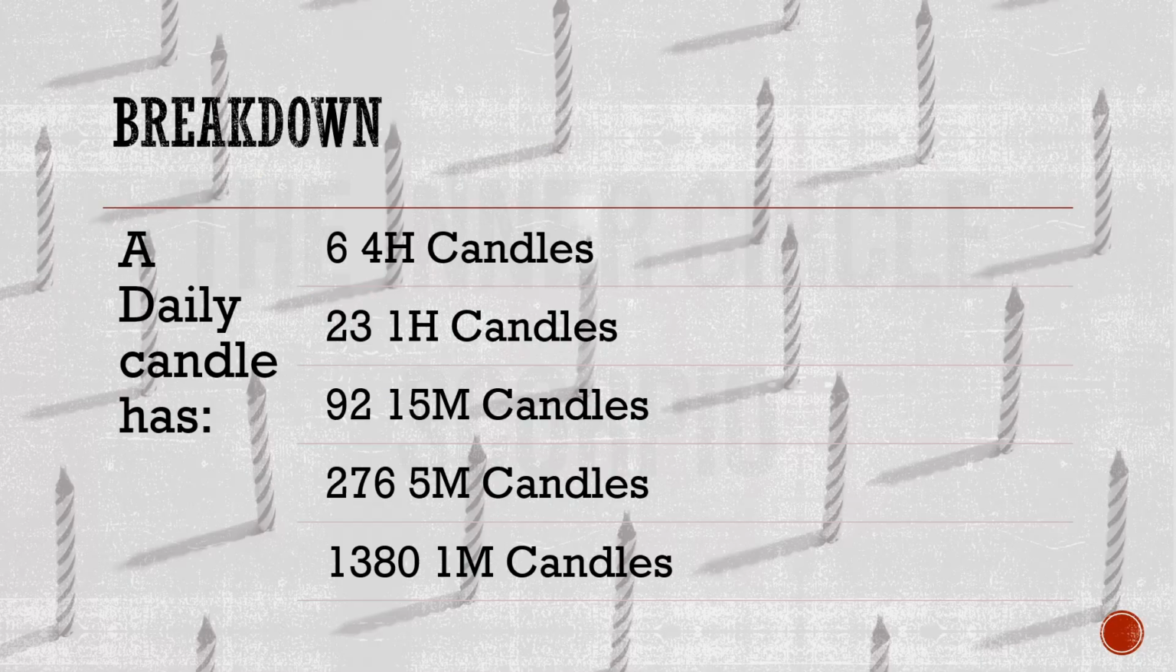Now, just a small breakdown. We talk about the daily candle. A daily candle has 6 4-hour candles. 4 times 6 is 24, there are 24 hours in the day. There are 23 1-hour candles, because there is 1 hour that the market is closed, from 5 to 6. Then there are 92 15-minute candles, 276 5-minute candles, and 1380 1-minute candles. So you have a lot of opportunities in all of that.